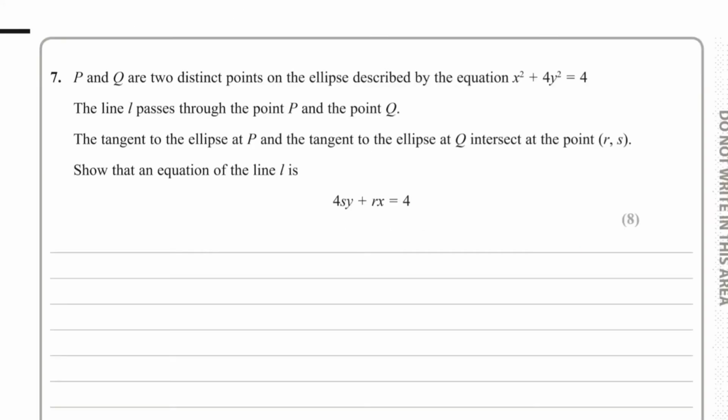Question number 7. We have P and Q, which are two distinct points on the ellipse described by the equation x squared plus 4y squared equals 4. The line L passes through the point P and the point Q. The tangent to the ellipse at P and the tangent to the ellipse at Q intersect at the point (r, s). We have to show that an equation of the line L is 4sy plus rx equals 4. I think at this point it would be a good idea to sketch this problem out.